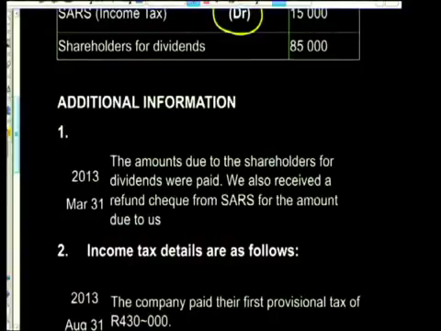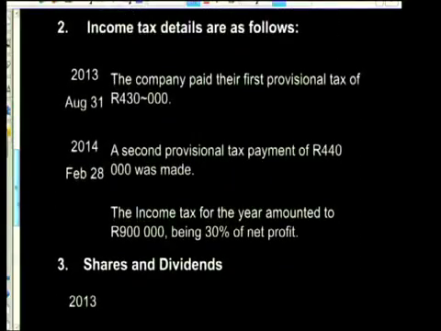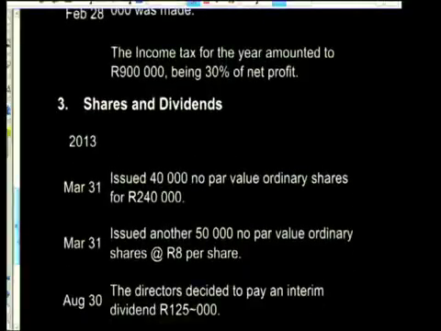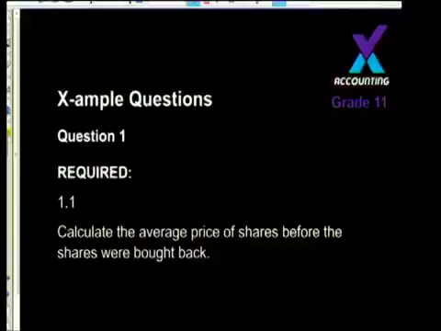Additional information. What do we know? They're giving us a whole lot of transactions regarding the shareholders, regarding the dividends that were paid, income tax details are given to us, provisional payments, information with regards to shares and dividends, how we sold shares, etc. So all the information regarding the question has been presented to you, and now you are expected to answer the questions. Okay, let's go directly to the first question and see what it is that they want us to calculate.